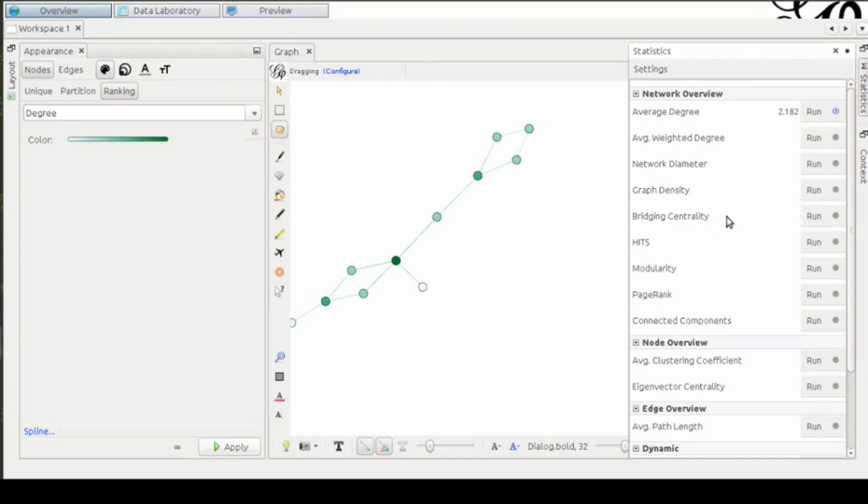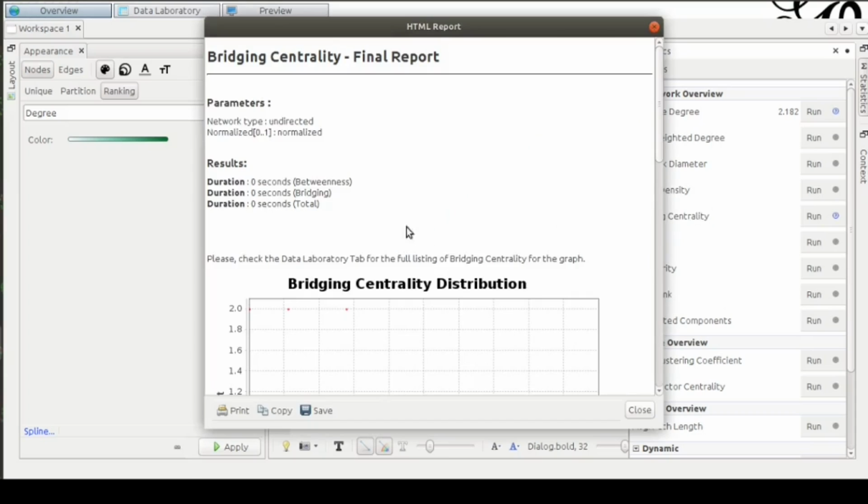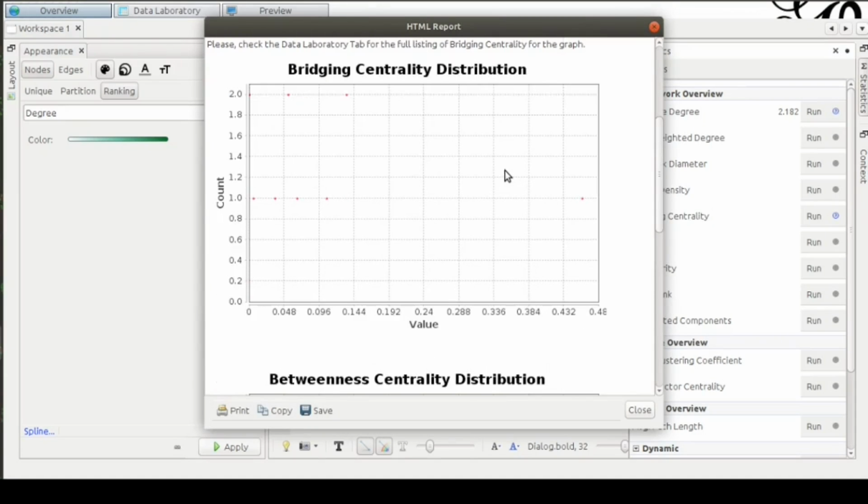Now, I will ask GEPHI to calculate another centrality measure called Bridging Centrality. Let's see that. The number of calculations made by this algorithm can be tremendous according to the number of edges and nodes in our graphs.